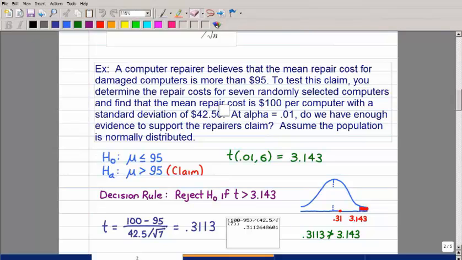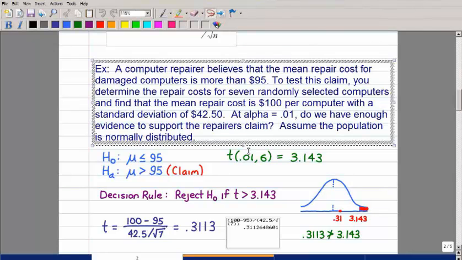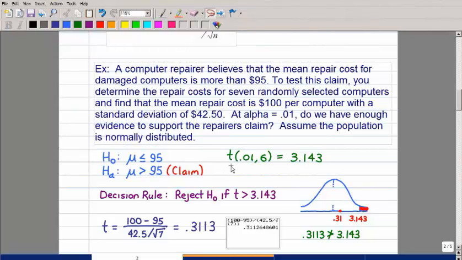So let's look at the rest of this. Mean repair cost is 100, standard deviation is 42.5, at alpha equals 0.01. Do we have enough evidence to support the repairer's claim? Assume the population is normally distributed. That is there to allow us to use the t distribution. It doesn't mean it's a z, it just means we can use the t. Supporting the repairer's claim is asking, in other words, are we going to reject the null hypothesis? Since the claim is the alternative, that would involve rejecting the null.